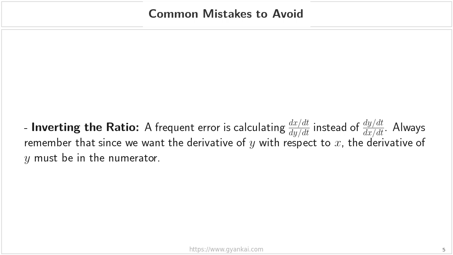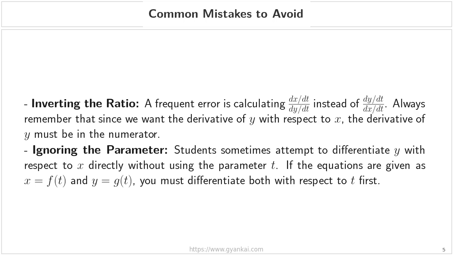Always remember that since our goal is to find the derivative of y with respect to x, the derivative of y with respect to t must always be placed in the numerator. Secondly, be careful not to ignore the parameter. Some students attempt to differentiate y with respect to x directly, bypassing the parameter t entirely. However, if your equations are provided in the form of x equals f of t and y equals g of t, you must first differentiate both variables with respect to t before combining them using the parametric formula.